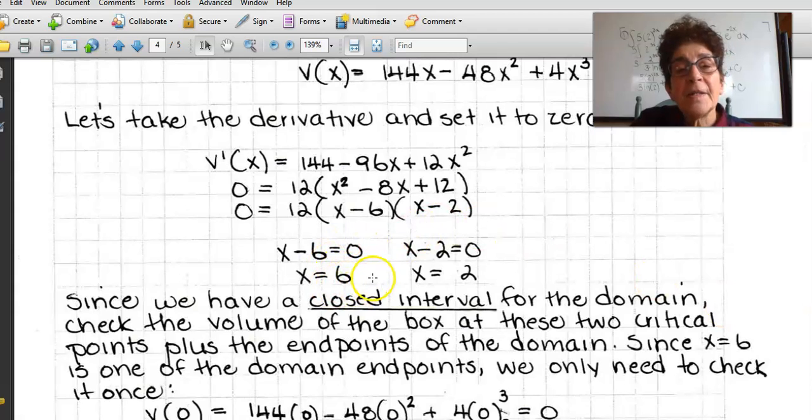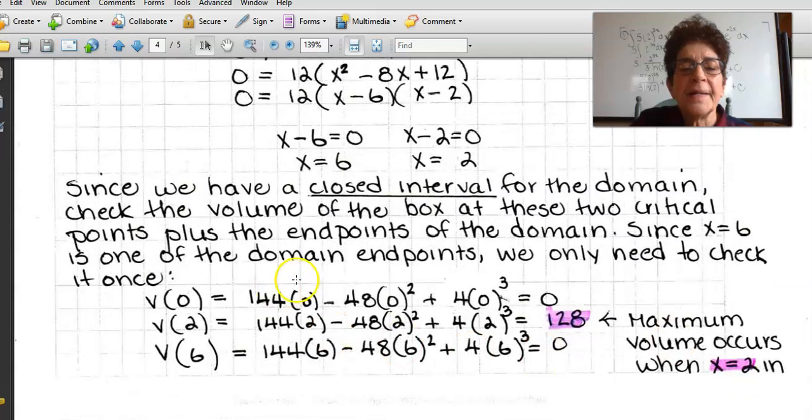Okay, I've gotten two critical numbers, 6, which if you remember is one of my domain's endpoints, and 2, which is inside the practical domain. So since we have a closed interval for the domain, I have to evaluate the volume function not only at the critical numbers but also the endpoints of the domain. But again, one of these critical numbers happened at one of the endpoints.